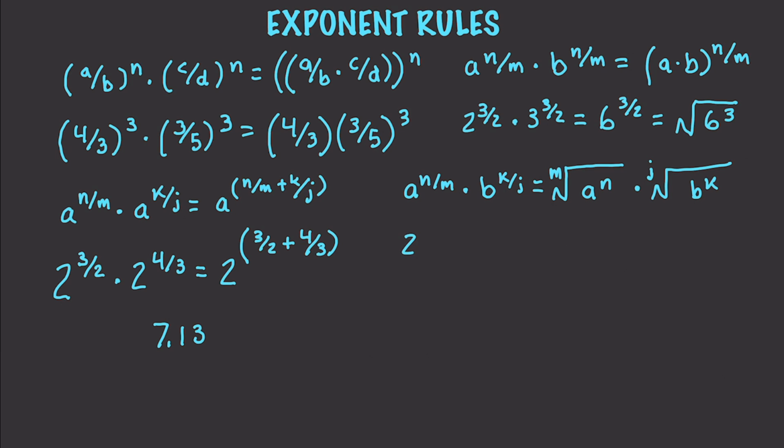And an example solving this would be, let's try 3^(1/2) times 4^(1/3), which is equal to, and I can just do the square root of the first one, times, and then we will do the cube root of 3 to the 4th.